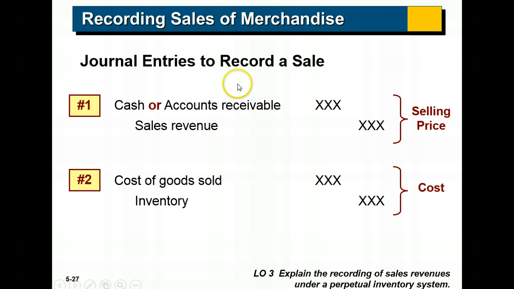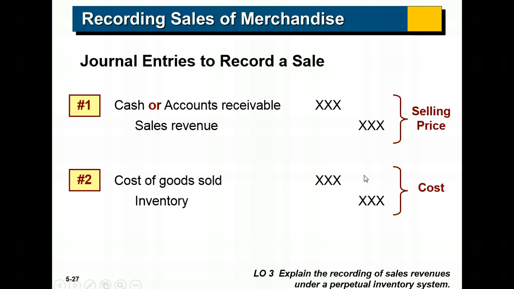So when we record a sale, when we sell goods, we're going to either debit our cash or accounts receivable, and we're going to credit our sales revenue, the amount we got from the sale. If this was our gun from Gander Mountain, cash of $1,000, sales revenue of $1,000.